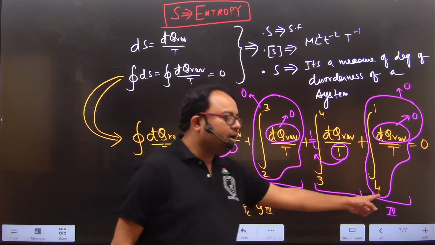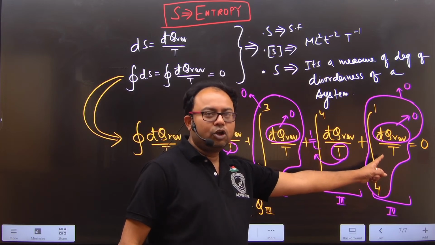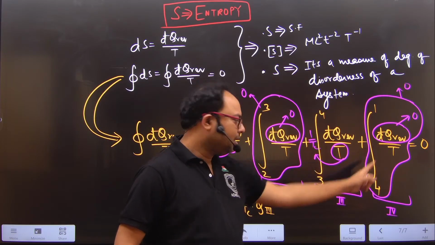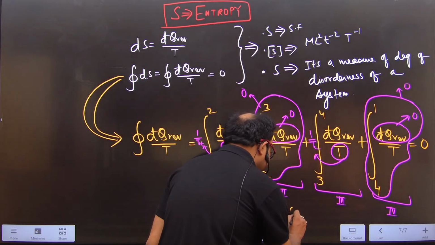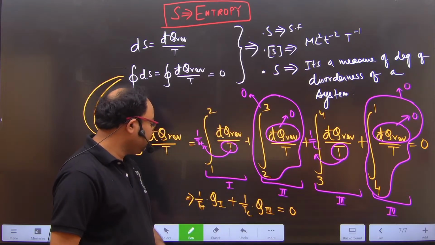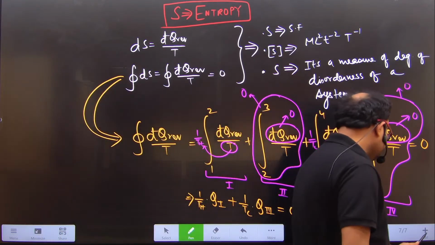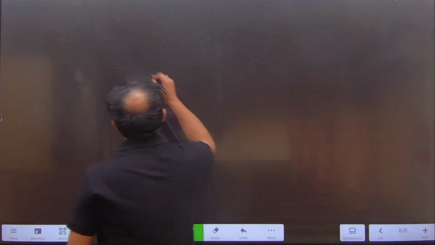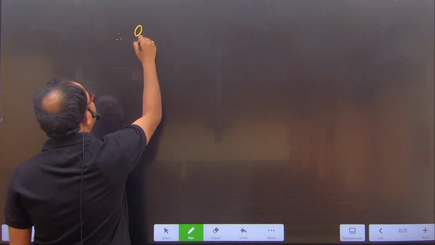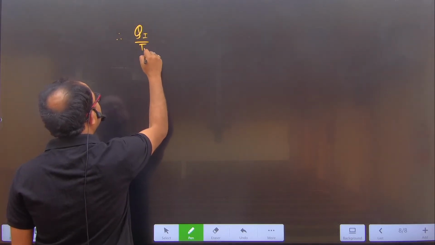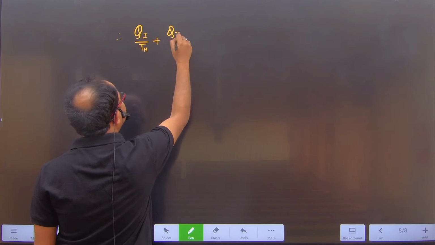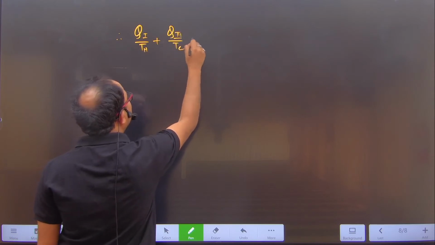Again, for step 4, it's 0. So you omit step 4, and you have got this entire thing to be equal to 0. So what you have got? You have got Q1 by Th plus Q3 by Tc to be equal to 0.